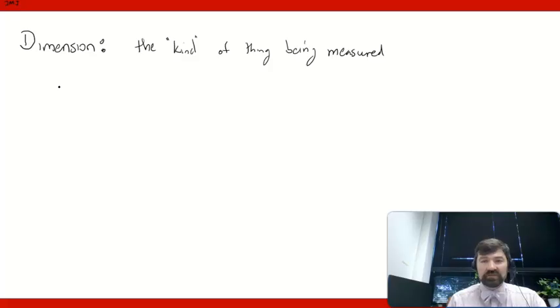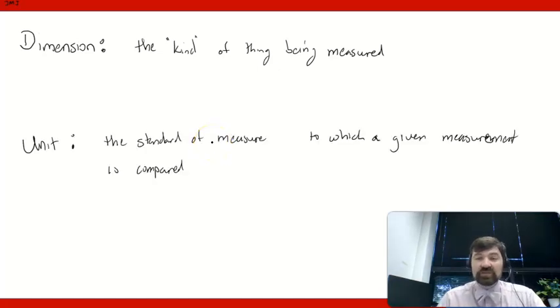So dimension would be in some sense like the kind of thing that you're measuring, and then unit is the standard of measure to which a given measurement is compared. So what kinds of things can I measure? Well, for example, I could measure length. So length is a type of dimension. I could measure speed. Speed is a type of dimension. It's actually a complex kind of dimension that's made up of more basic dimensions. So length and time are generally taken to be sort of basic measurements. Speed is then a combination of these.